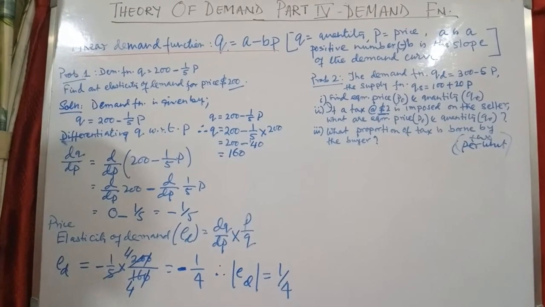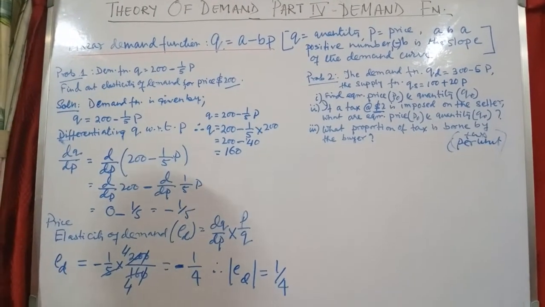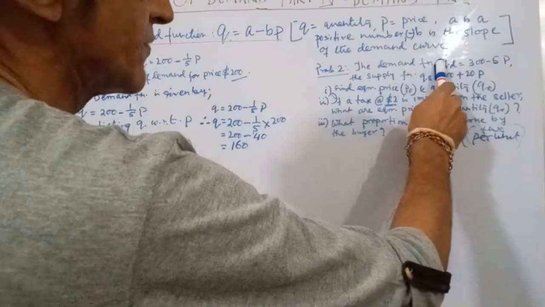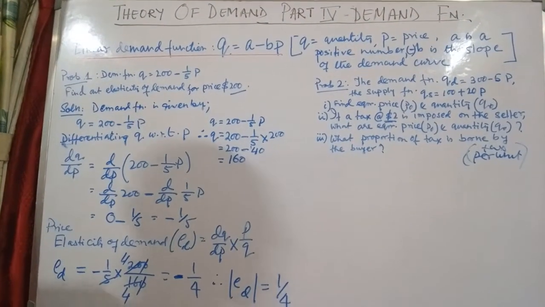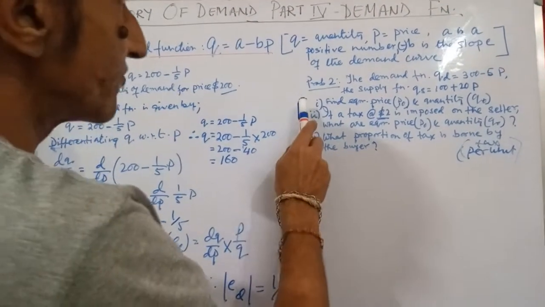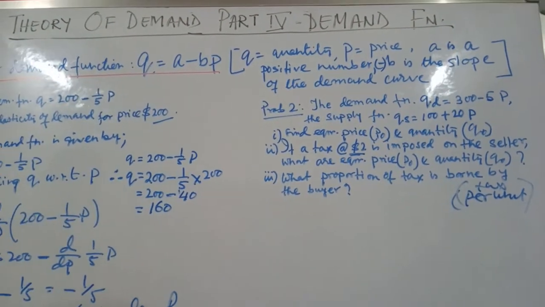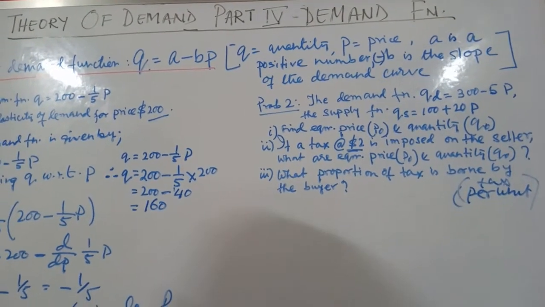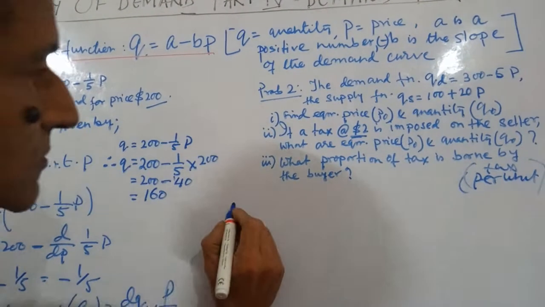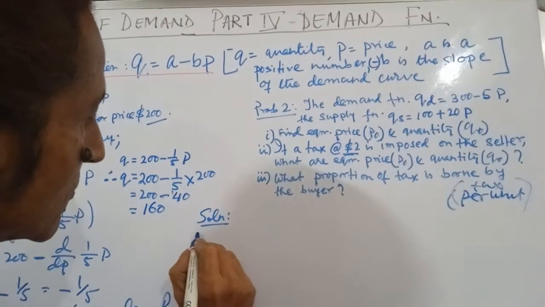Now let us solve problem 2. Demand function is given, supply function is given. So in the first part we have to find out the equilibrium price, that is P0, and equilibrium quantity, that is Q0. So here is the solution. Number 1.